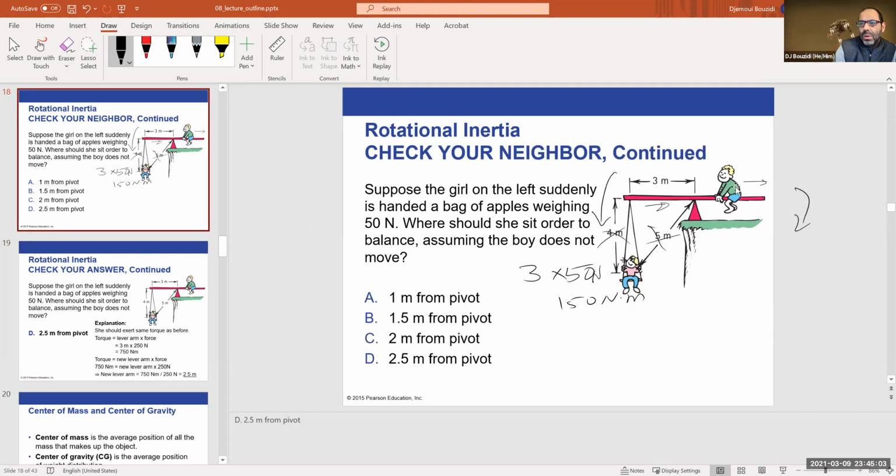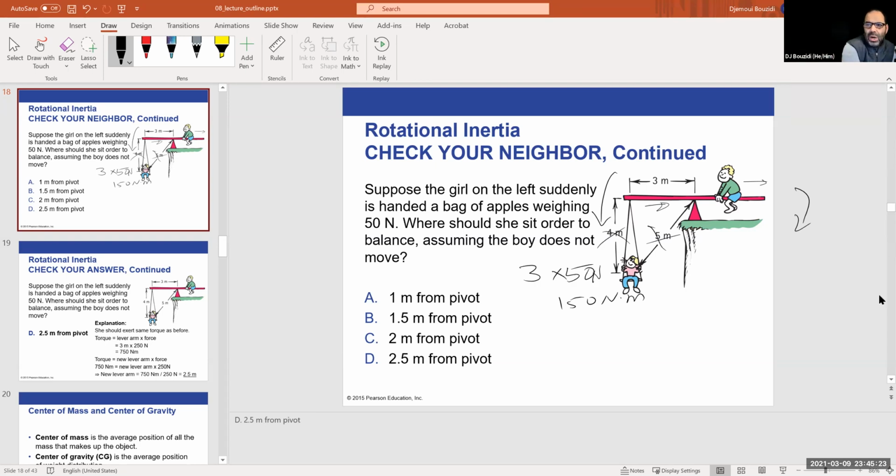Because we need to know the torque of the boy right now to find this, so ignore this question for right now, okay? Because we need to know how much torque is in here and what her current torque is, in order to balance it with the correct arm length of this force here of 150 Newton.